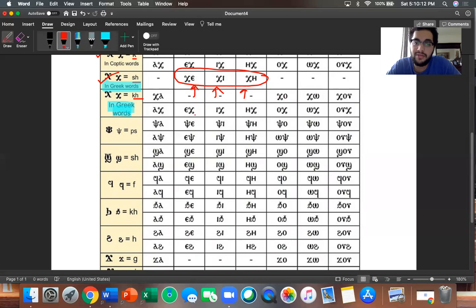But if the letter comes after the iota or the eta, it just becomes a normal kh sound. So ach, ech, ich, och, uch. So we can just check this off for now. And in future videos, we'll have a separate video on Coptic and Greek words with this letter. And if it comes before or after the letters iota or eta.